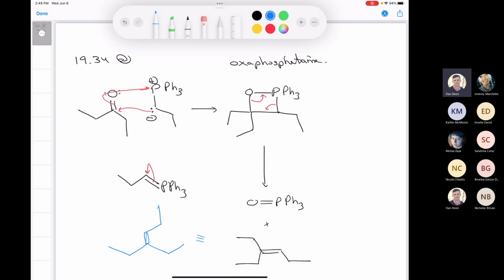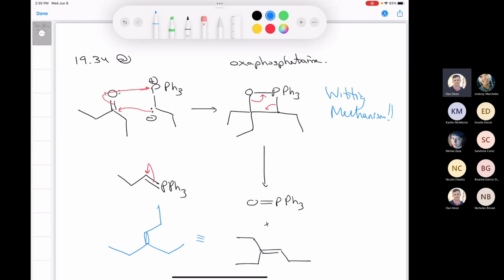Give me a thumbs up if you follow me on the mechanism. The Wittig reaction. This is the Wittig mechanism. And students need to know the Wittig mechanism, the formation of the oxaphosphetane, and then the fragmentation to give us our alkene. And again, in this case, there's no E or Z to worry about. So it makes it a little bit simpler.